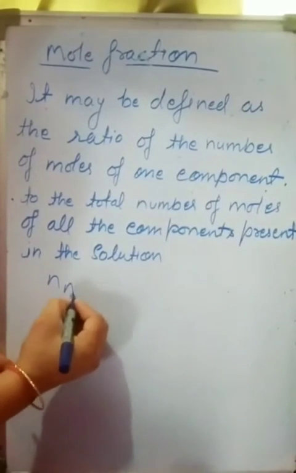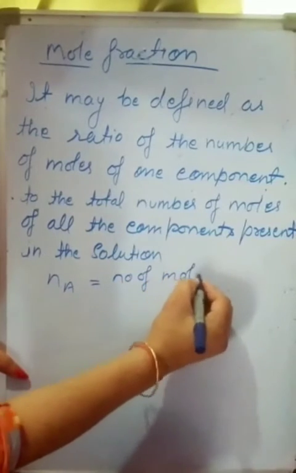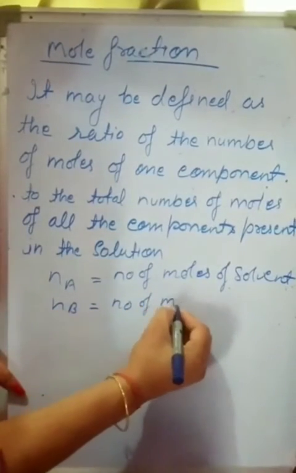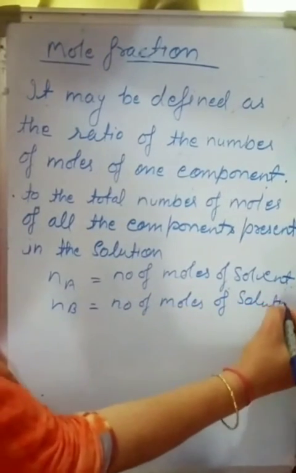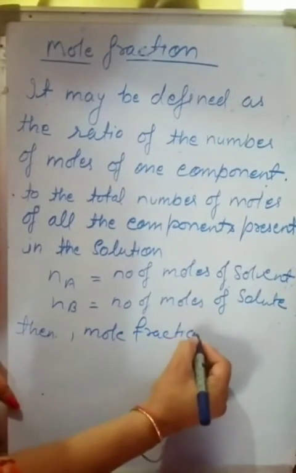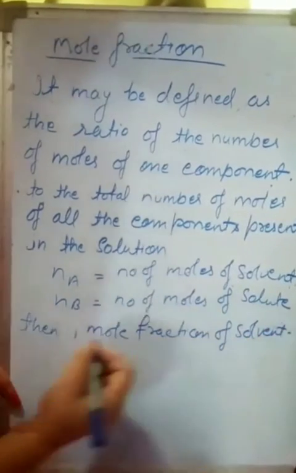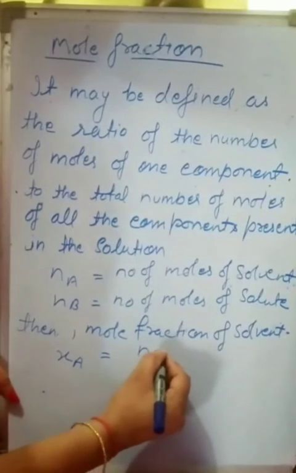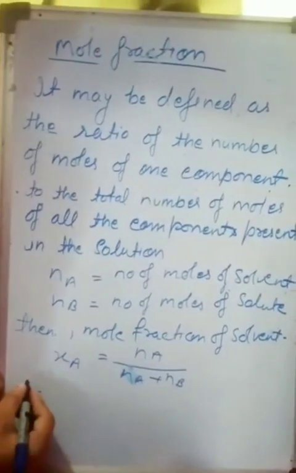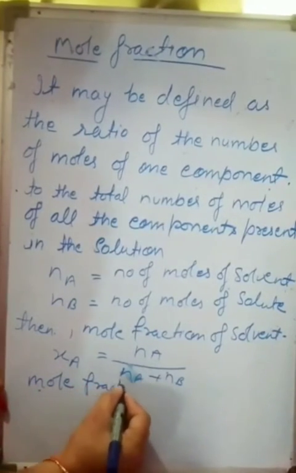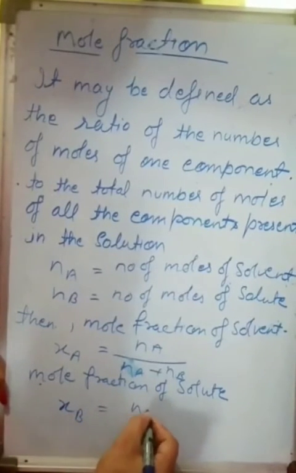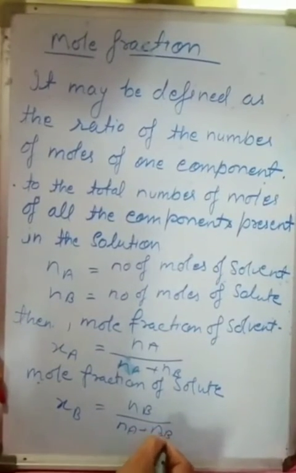If in a solution Na is the number of moles of solvent and Nb is the number of moles of solute, then the mole fraction of solvent Xa is equal to Na upon Na plus Nb, and mole fraction of solute Xb is equal to Nb upon Na plus Nb.